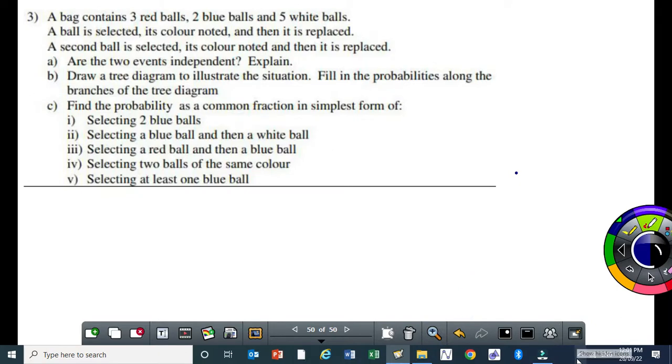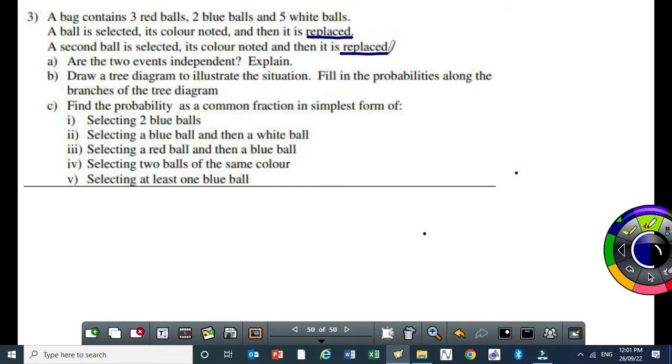All right, so if you read the question carefully, it says a bag contains 3 red balls, 2 blue balls, and 5 white balls. A ball is selected, its color is noted, and then it is replaced. So you have got a bag, there are 3 different colors of balls in the bag. The total number of balls is 10, right? So a second ball is selected, its color is noted, then it is replaced. So the total in the sample space here does not change because there is a replacement.